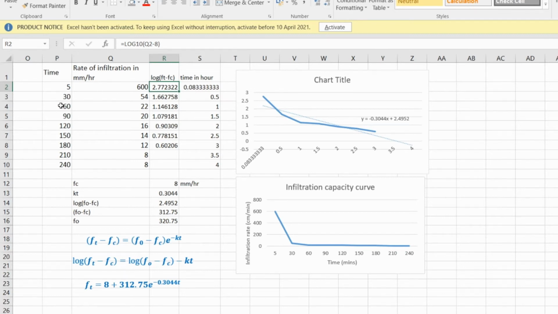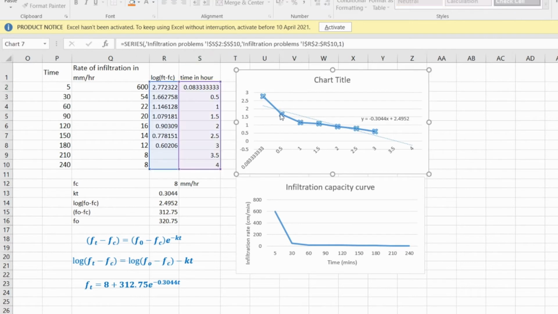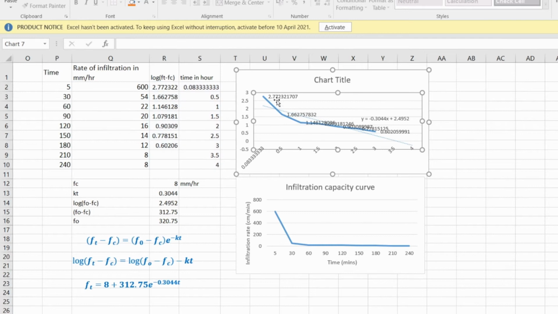The time that was given to you was in terms of minutes. I have calculated that in terms of hours by dividing all these values by 60, and I got the time in terms of hours. Now I'll draw the chart representing the linear curve. These are my data points, and I have plotted them on the graph. Then I have drawn the best fitting straight line. The same thing you have to do in your graph also.